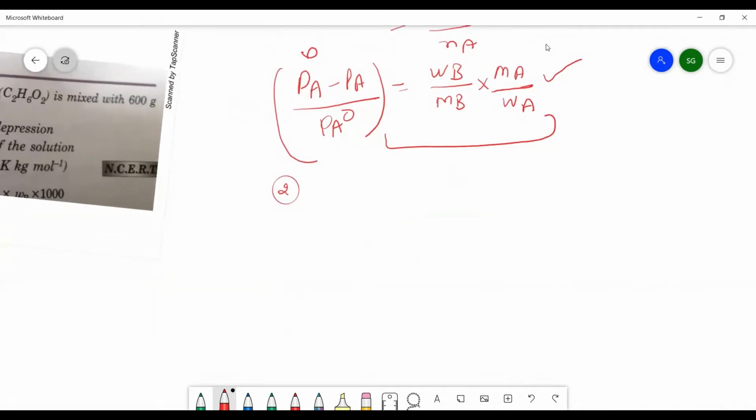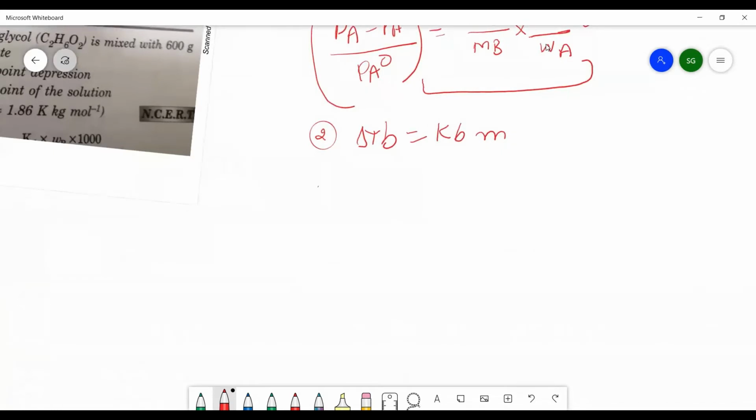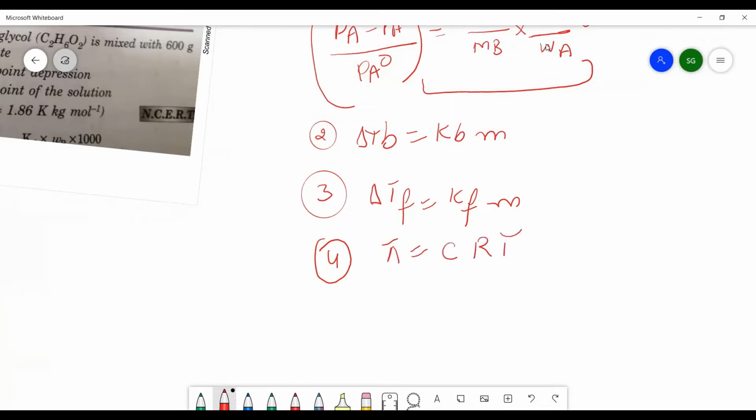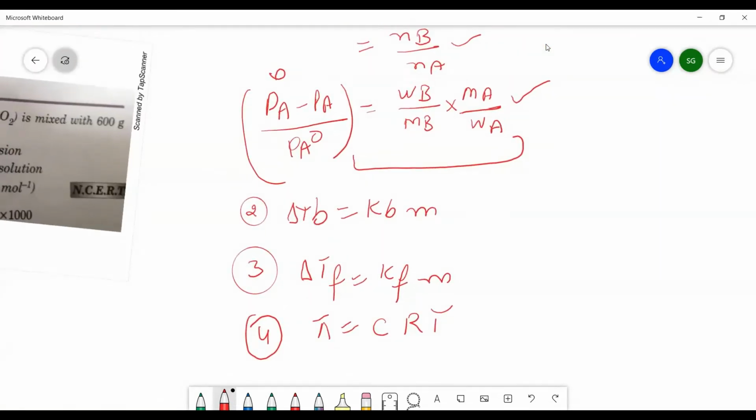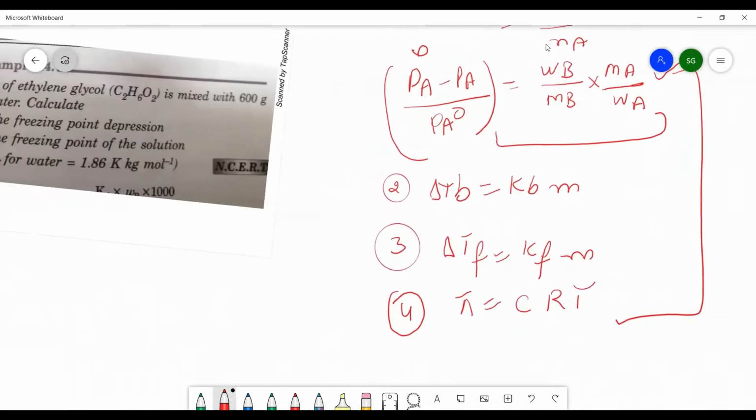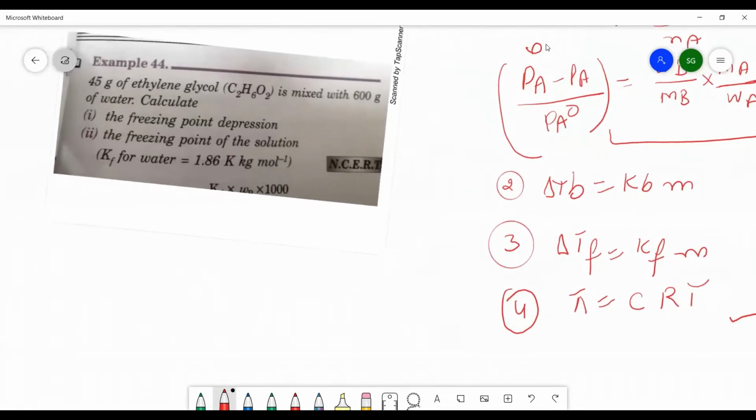The second, you have done the elevation in boiling point, which is delta Tb equal to Kb into m, that we discussed in lecture 5 or 6. The third one is delta Tf equal to Kf into m, that we did in lecture 7, and the last is pi equal to CRT. So these are the formulas that you have to learn about the colligative properties. Let's see one by one how we can apply these formulas for the numericals.